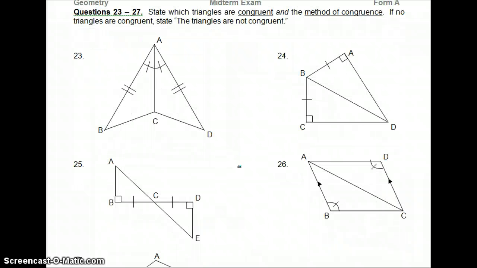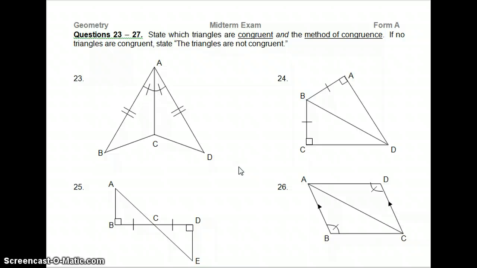23. State which angles are congruent and the method of congruence. If no triangles are congruent, state the triangles are not congruent. Okay, over here, remind us of the different postulates that we have. We have side, angle, side; angle, side, angle; side, side, side; angle, angle, side; and HL. HL is going to be used for right triangles. Let's look at the first one. First one, we've got a side and an angle marked. Triangle ABC, but nothing else.